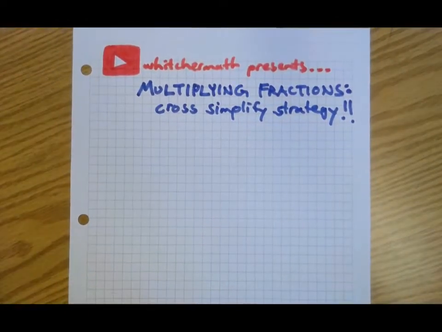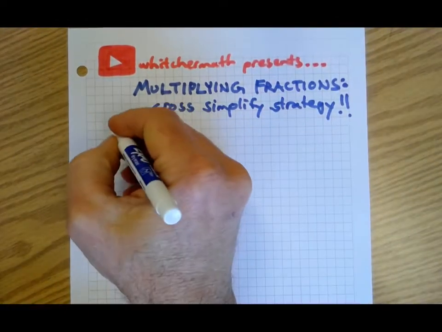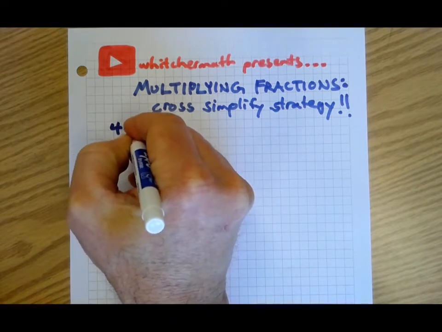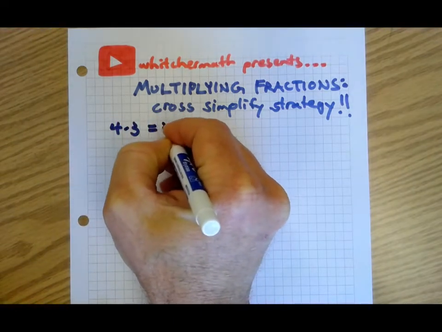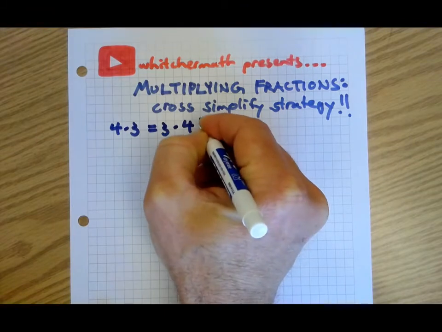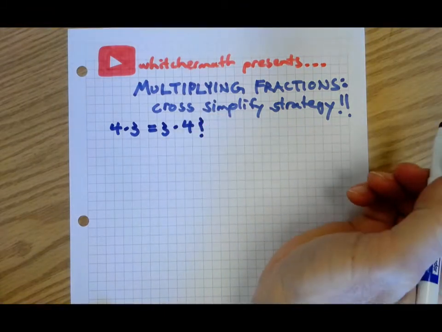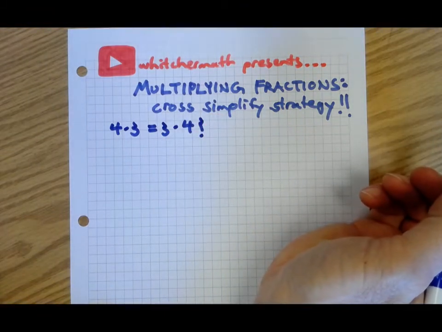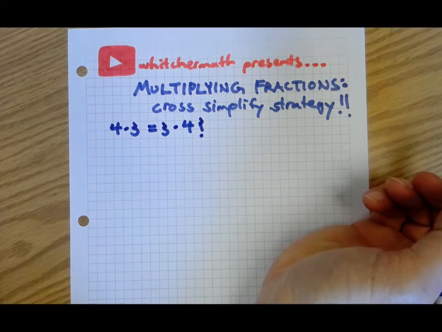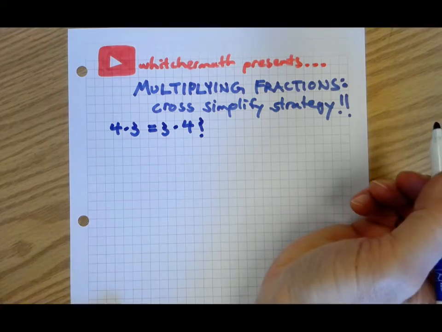But first we have to agree on a couple of things. 4 times 3. This is a question for you. Does 4 times 3 equal 3 times 4? Are those the same thing? Yeah, of course they are. They both equal 12.